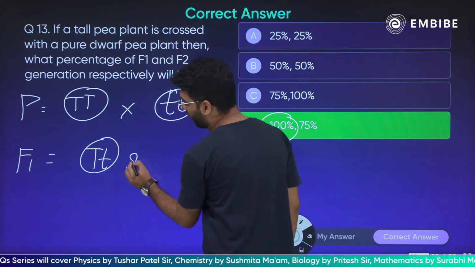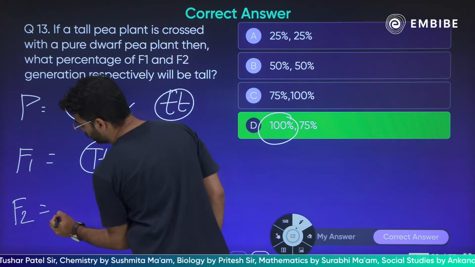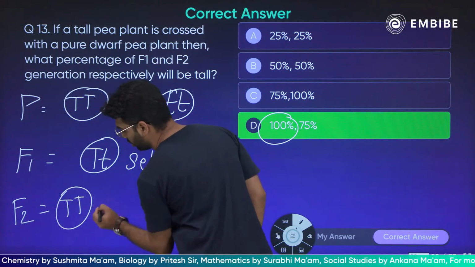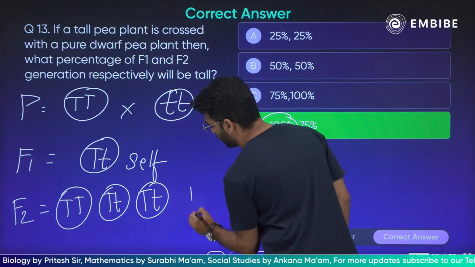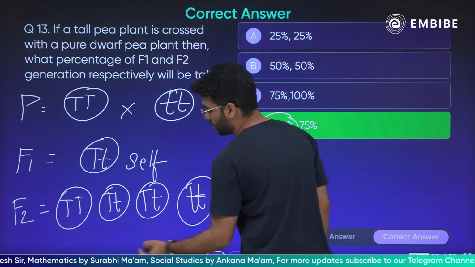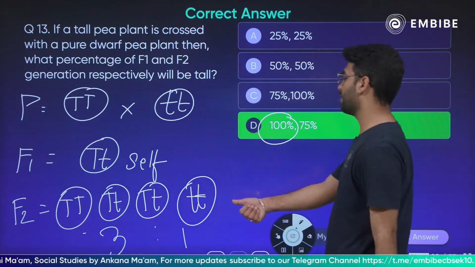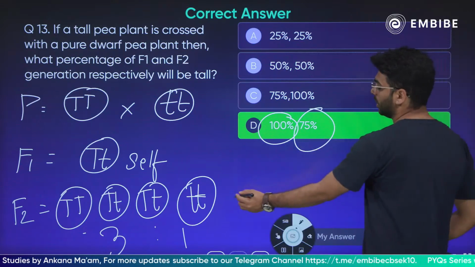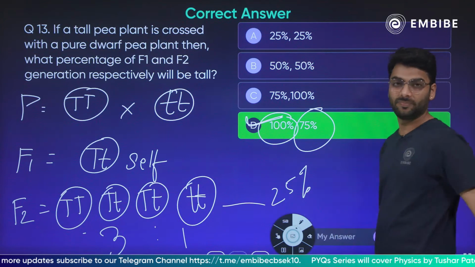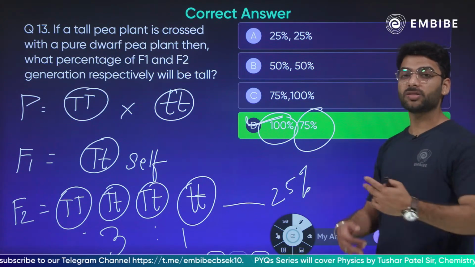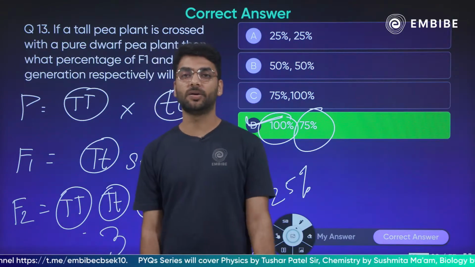Now when you self F1, you will get F2 to be TT, Tt, Tt and tt, which is 3:1. यानी कि 75% tall and 25% dwarf, and that is why the answer will be D. समझ आया? क्रॉस मतलब उनका इंटरब्रीडिंग. ठीक है. क्रॉस मतलब उनका इंटरब्रीडिंग.